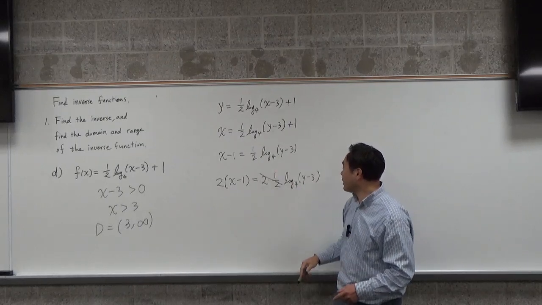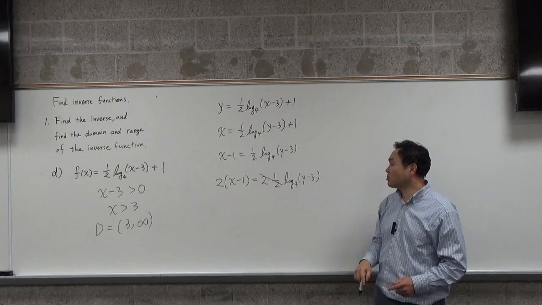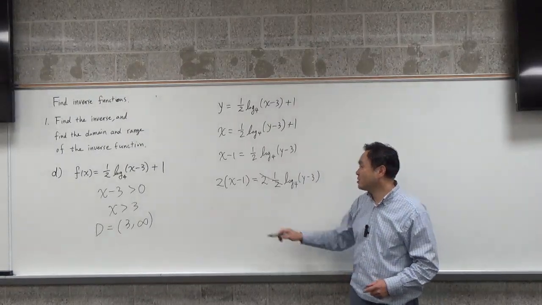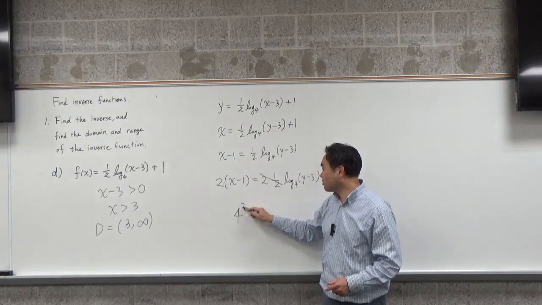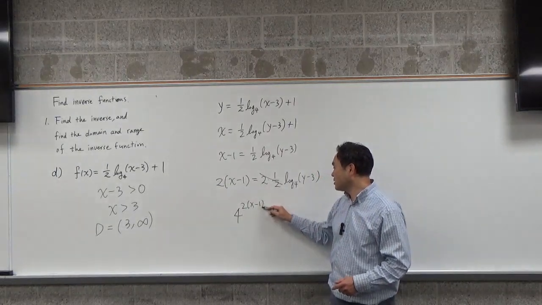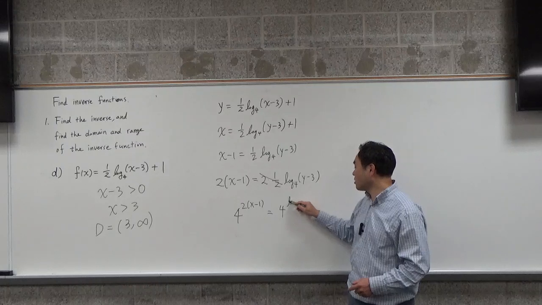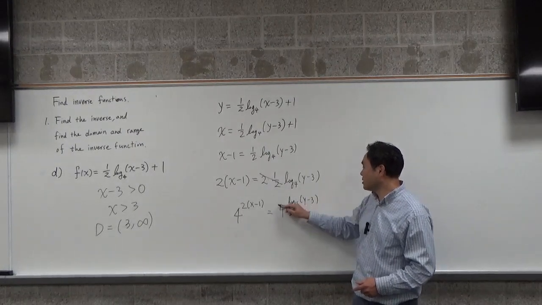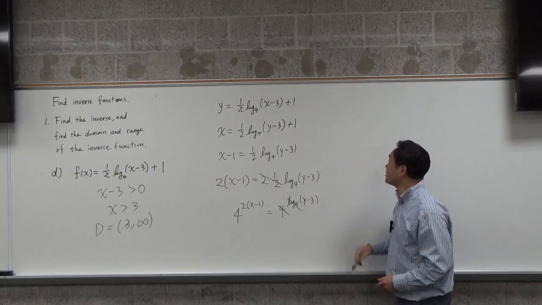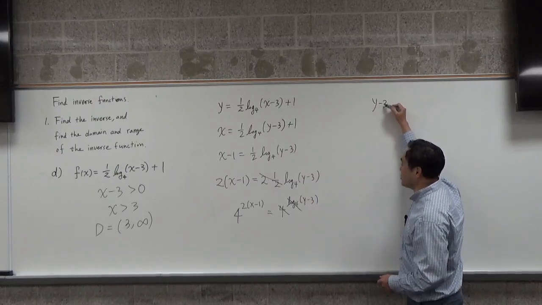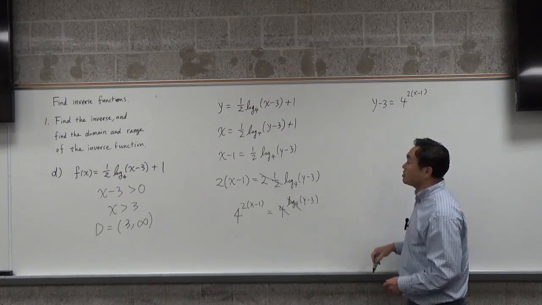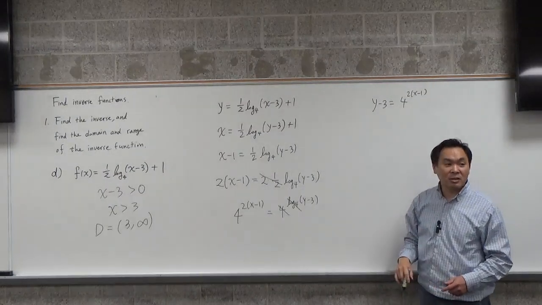They cancel away. Now you have to get rid of log base 4. How do you do that? Take the power over 4, right? So you get 4 to the log base 4 of y minus 3. They cancel. And now you have y minus 3 equals 4 to the 2 times x minus 1. Okay? Finally, what do we do?